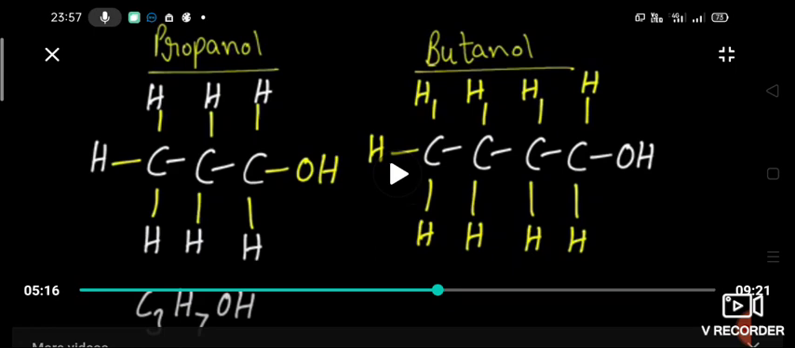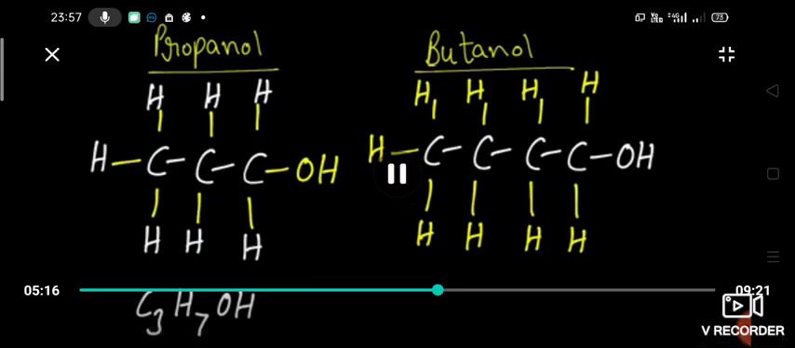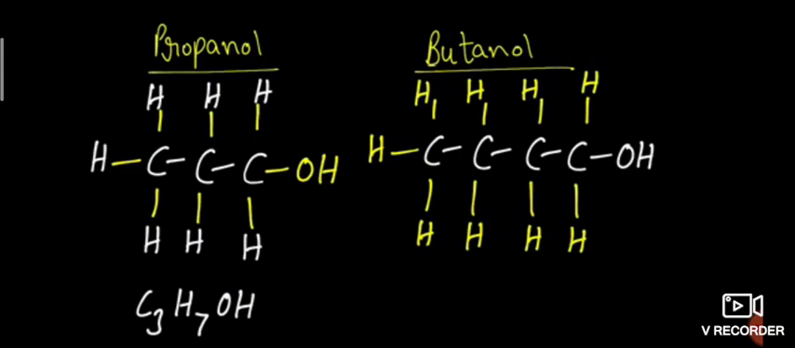C4. How many hydrogens are there? 1, 2, 3, 4, 5, 6, 7, 8, 9. So C4, 9 hydrogens and OH. C4H9OH is the molecular formula for butanol.